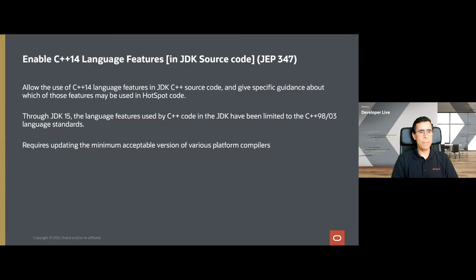Let's take a look at these ones. HotSpot, the Java virtual machine in OpenJDK, is written mostly in C++. Up to JDK 15, the language features used by C++ code in the JDK were limited to the 1998 and 2003 language standards. This JEP formally allows the use of C++14 language features. I added the JDK source code comment to the name of the JEP, because the first time I saw it, I thought, what? Enable C++ language features in Java? It's only for those writing code in HotSpot.